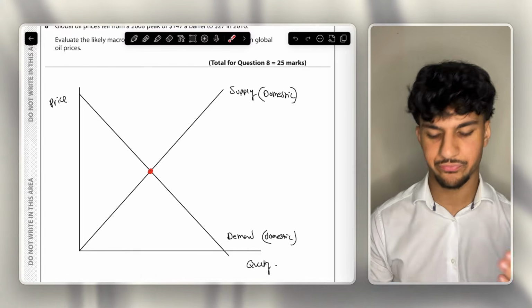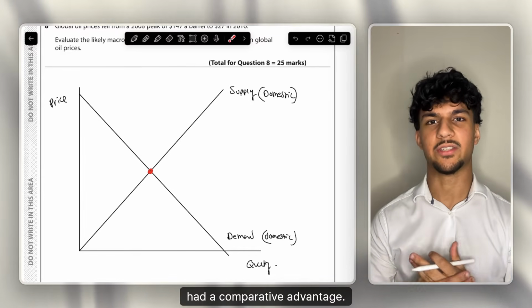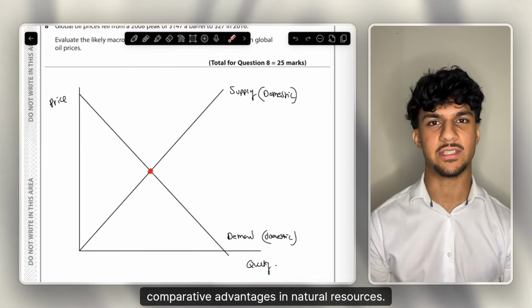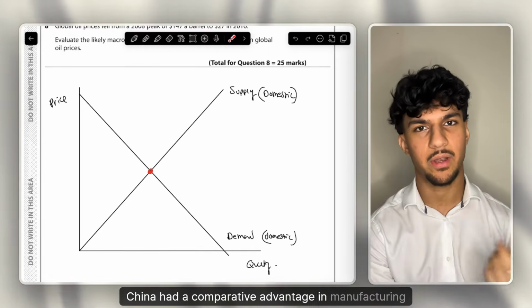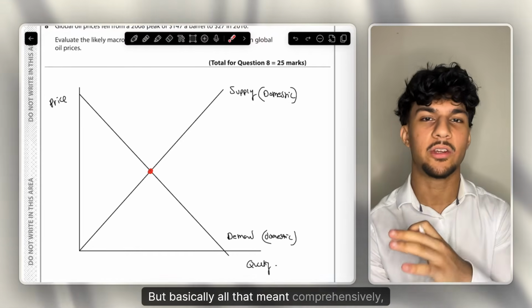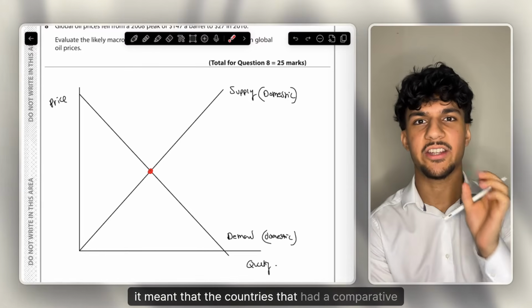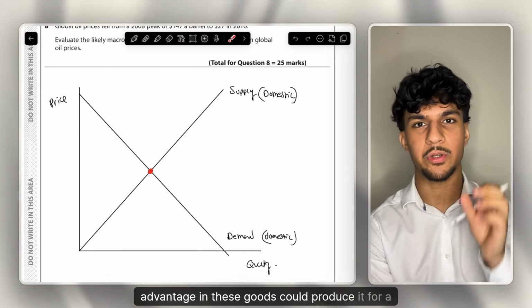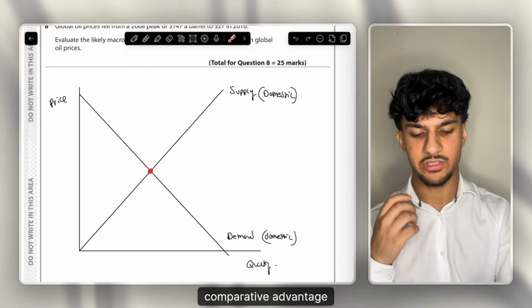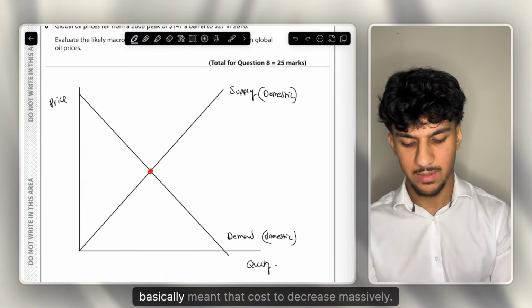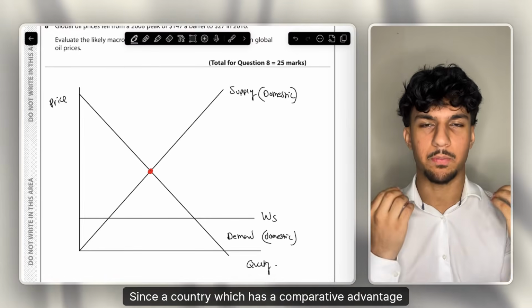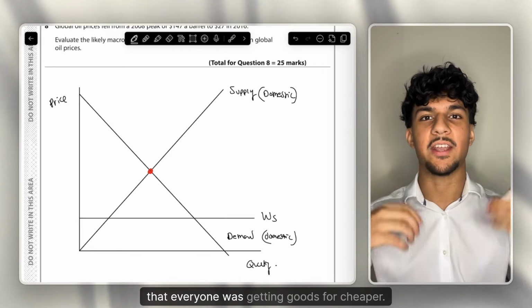So every country had a comparative advantage. For example, a lot of African countries had comparative advantages in natural resources. China had a comparative advantage in manufacturing goods. Saudi Arabia had a comparative advantage in oil. But basically all that meant, comprehensively, was that the countries that had a comparative advantage in these goods could produce them for a lower cost. So if everyone was trading and every country had a comparative advantage, it overall meant that costs decreased massively, since a country which had the comparative advantage would produce that good, meaning that everyone was getting goods for cheaper.